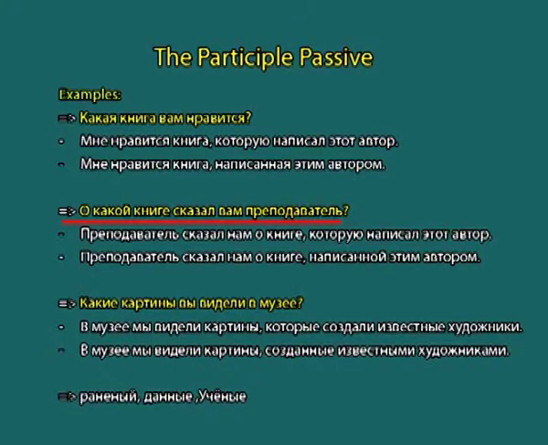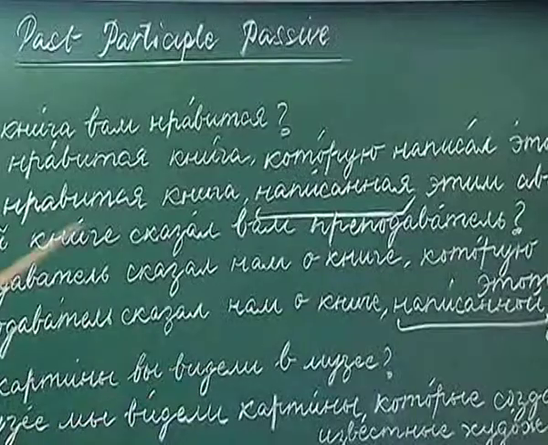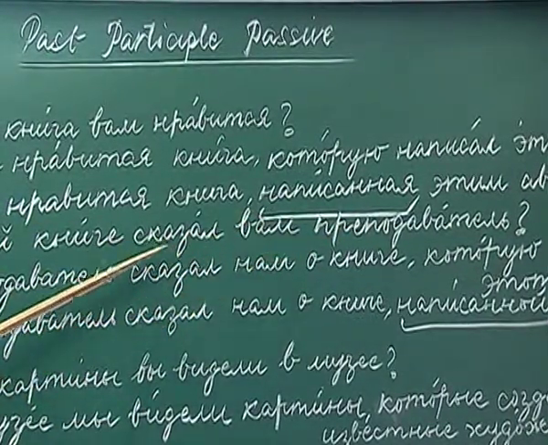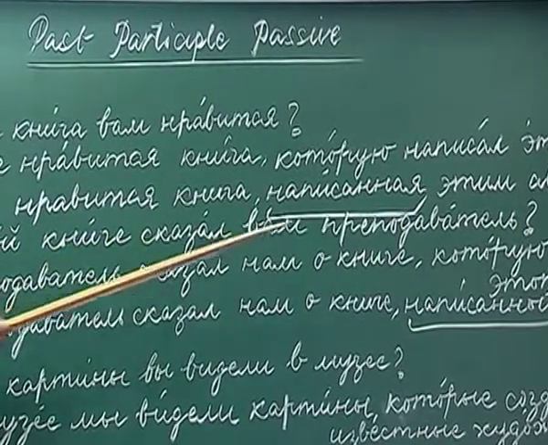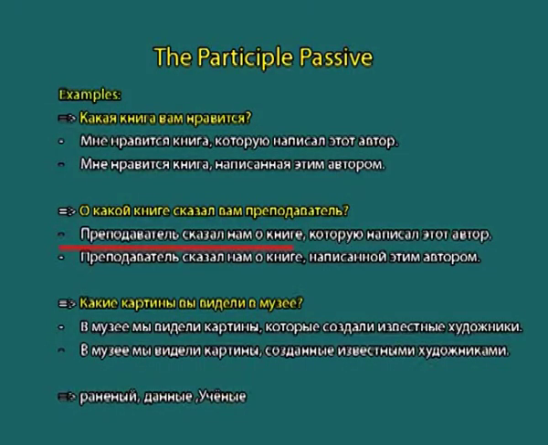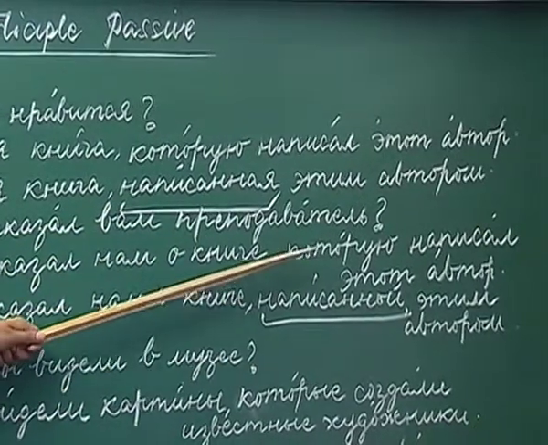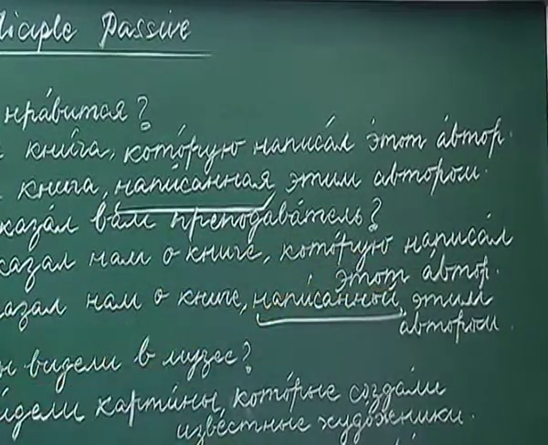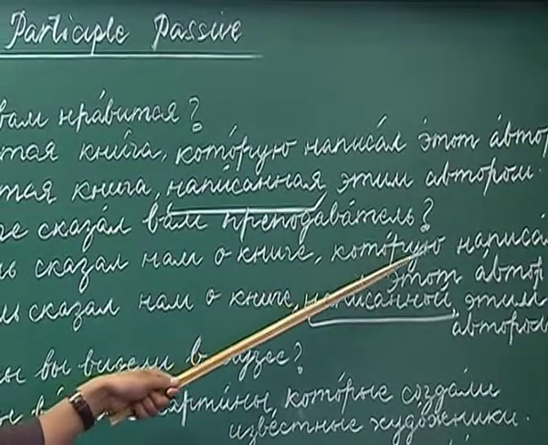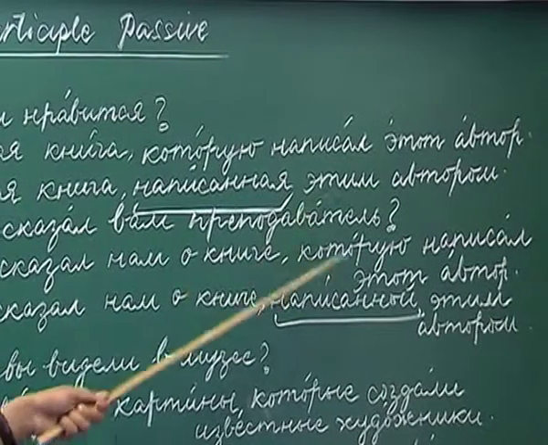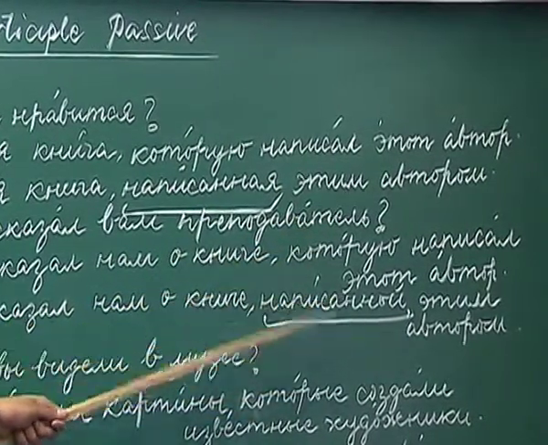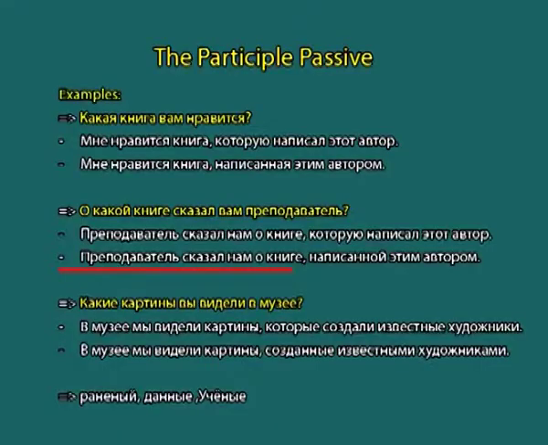Next is a kakoi knige skazal vam prepadavachal. So, about which book did your teacher tell you? Prepadavachal skazal nama knige katoryu napisal etat after. The teacher told us about the book which was written by this author. So, again the subordinate clause is in the passive voice. How do we convert the passive voice using past participle passive? Prepadavachal skazal nama knige napisannai etim afteram.